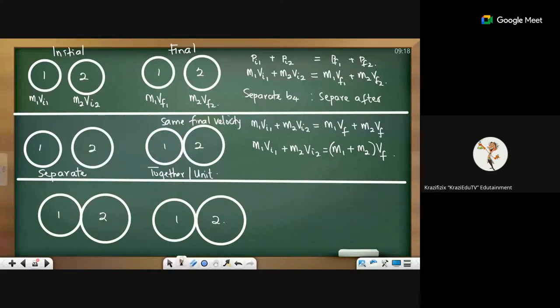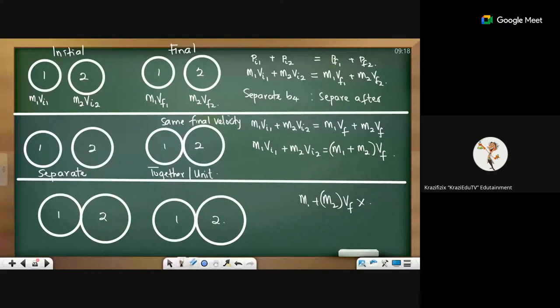Kotato, you wrote it wrongly. You wrote M1 plus M2VF. That is wrong. Where you put your bracket is wrong. It's supposed to be M1 plus M2, all in bracket, multiplied by VF. Thank you, Rizana. Kotato, did you notice that error?